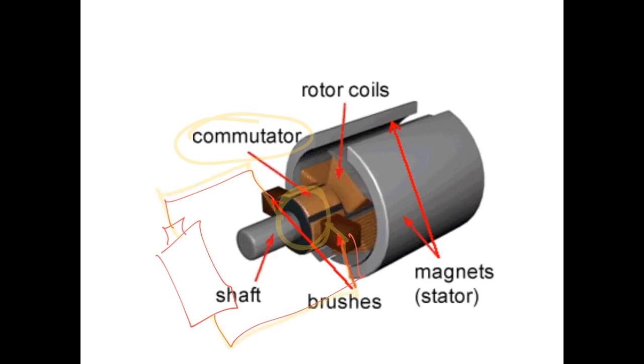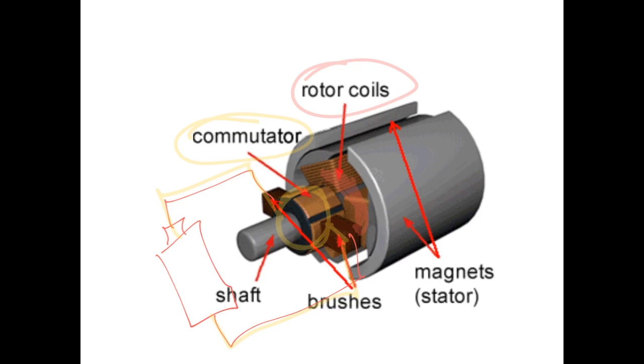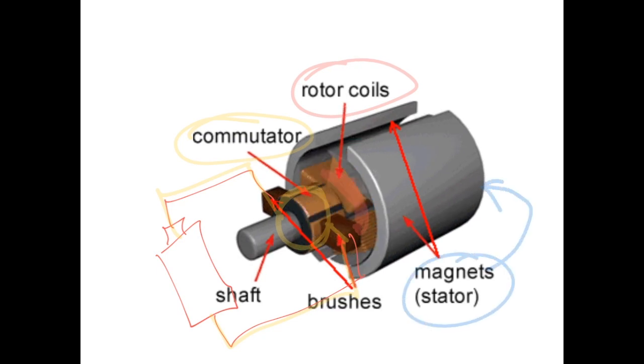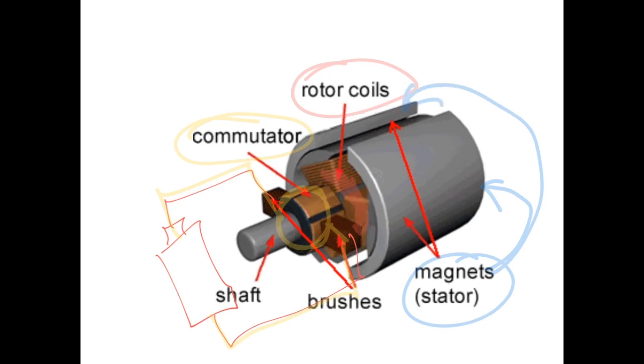You have your coil of wires on the inside, so you can see all around here. There's your coil of wires that are spinning around. And then the last thing you have are your magnets. So magnets, 2 permanent magnets, one north side facing the inside and one south side facing the inside.